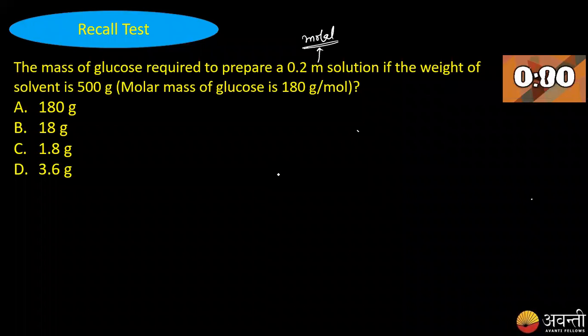Okay, let's see the results first. As you can see, 8% of you are saying option A, 38% are saying option B, 23% are saying option C, and 31% are saying option D. So let's quickly figure out what is the correct answer here.